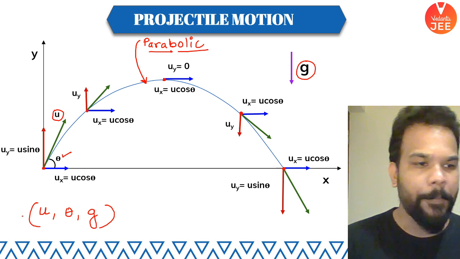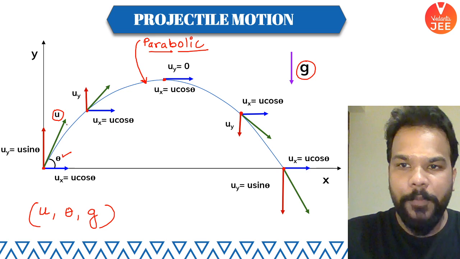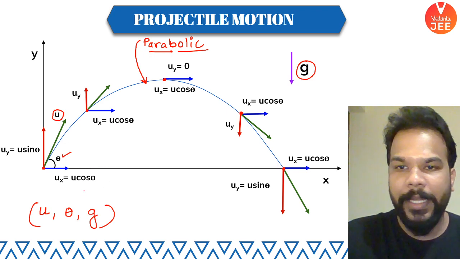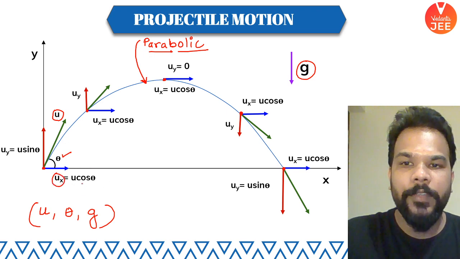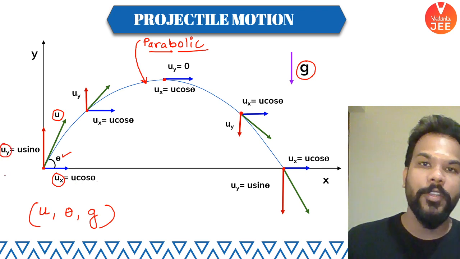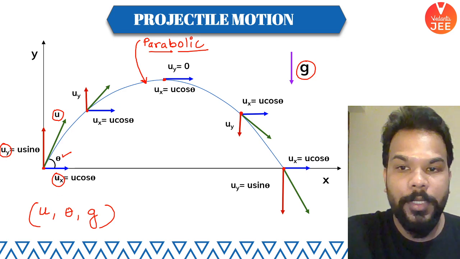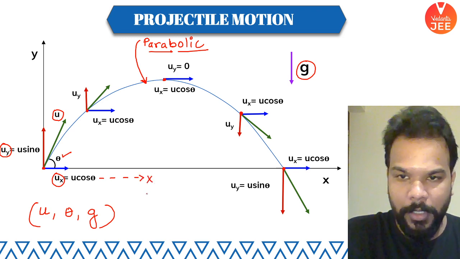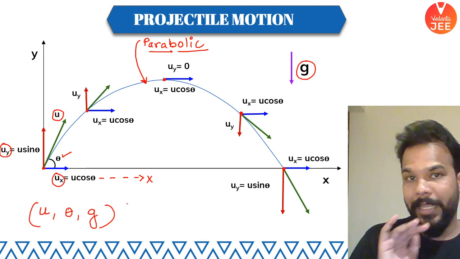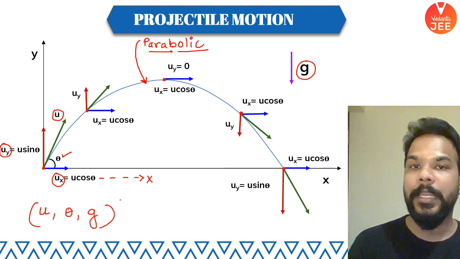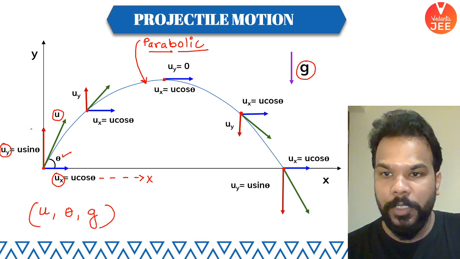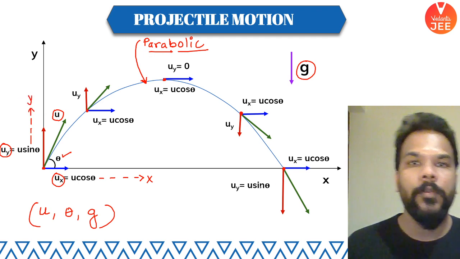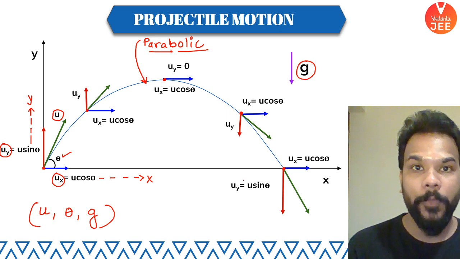So pay attention, everyone. Whenever we project the body at some velocity u, there are two components which we are already aware of from vectors. This is the horizontal component of velocity, which is u cos theta, and this is the vertical component of the initial velocity, that is u sin theta. What are their jobs? u cos theta is responsible for taking the body in the horizontal direction, along the x direction, and the vertical velocity uy, or u sin theta, is responsible for taking the body vertically upward. Are you getting it, guys?